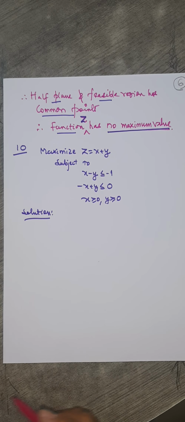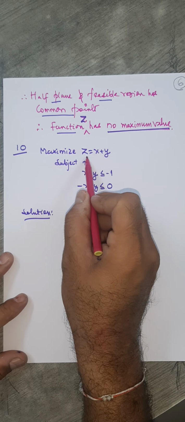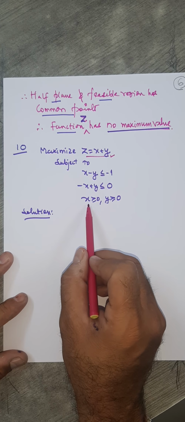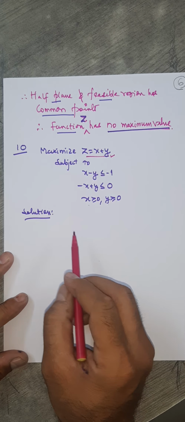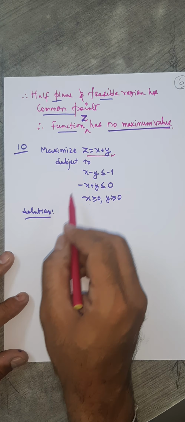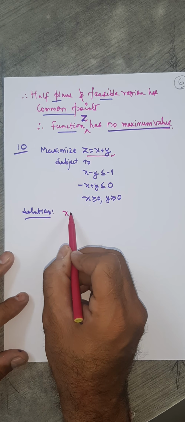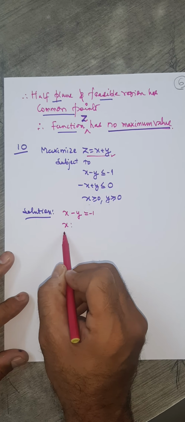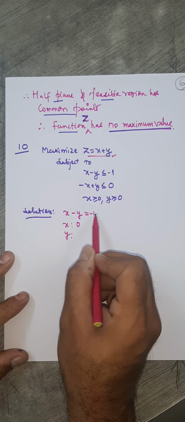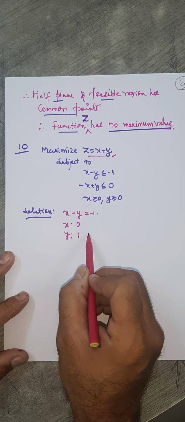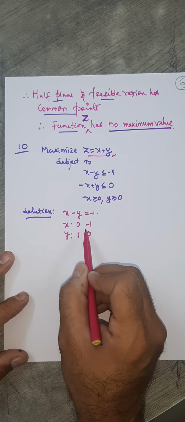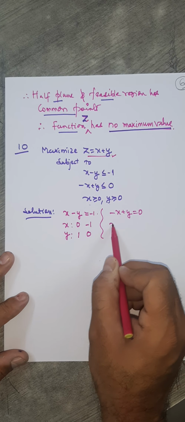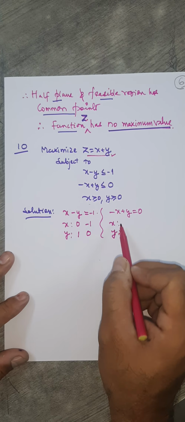I'll go to the 10th question in the same exercise. Maximize this objective function subject to these two constraints with the non-negative condition, that is, in the first quadrant. So we prepare the table for the first one. It equals -1, with x and y. If x is 0, you know y will be 1. If y is 0, x will be -1. For the other one, minus x plus y equals 0, I'll prepare a table again just to draw the straight line.